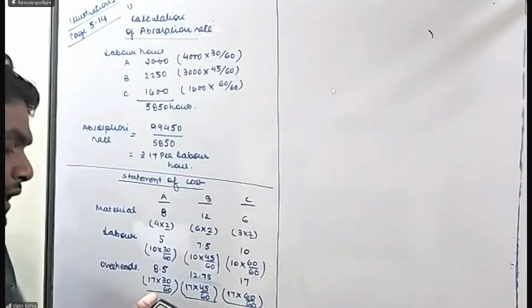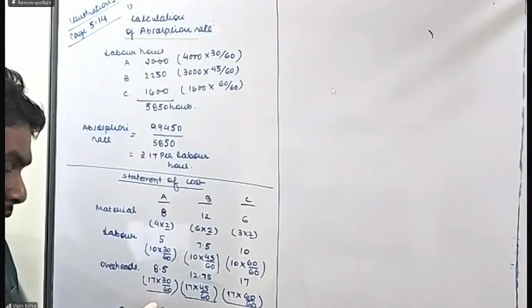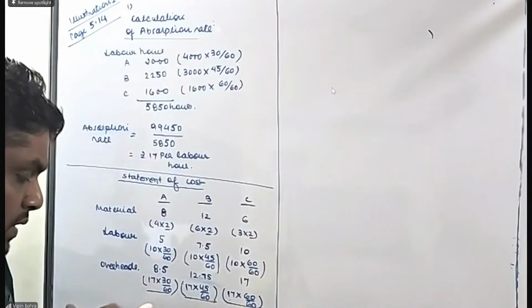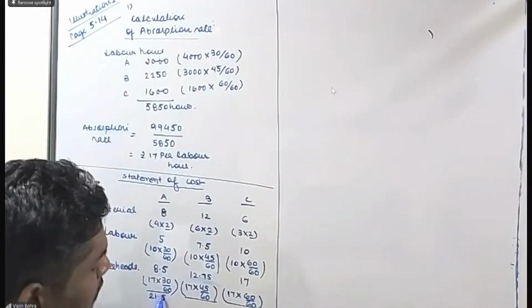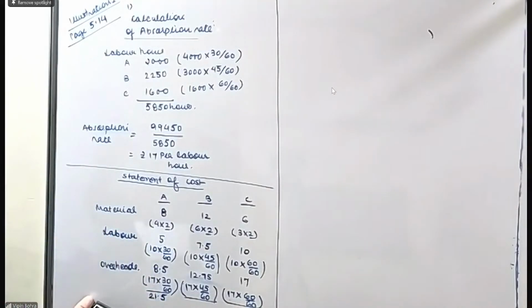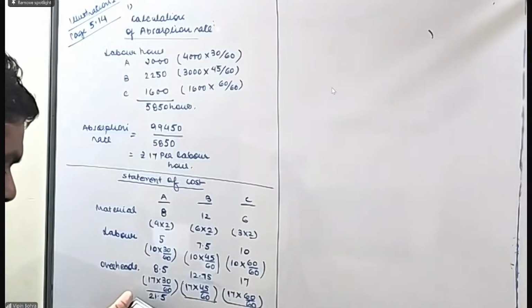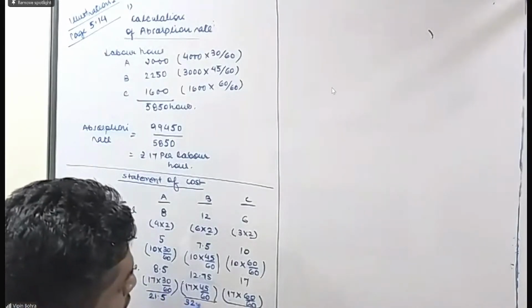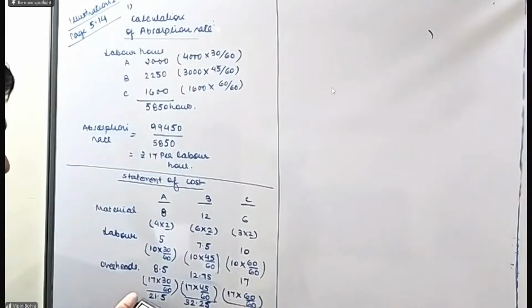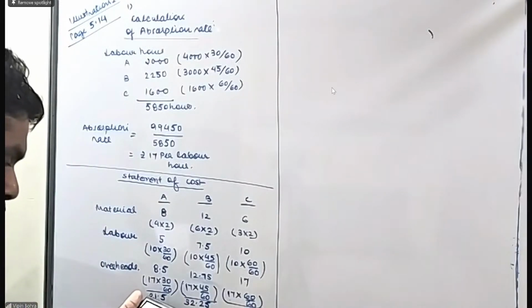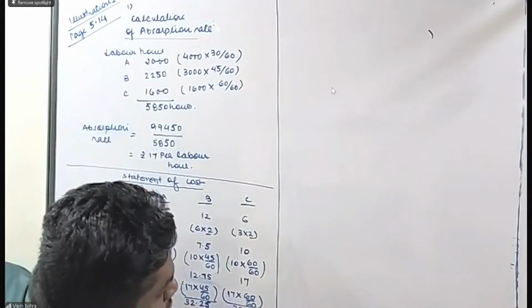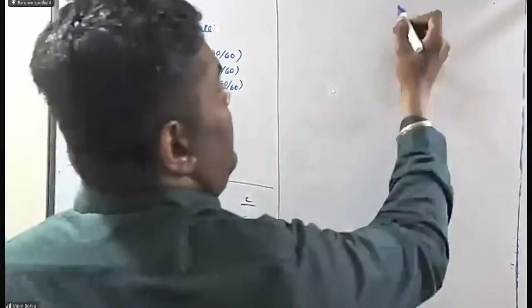So we can easily calculate the total cost now, that is 8 plus 5 plus 8.5, that is 21.5, 12 plus 7.5. So this is how the total cost is calculated.